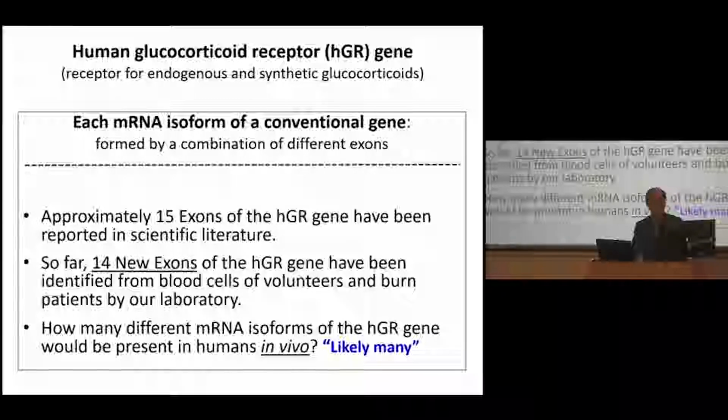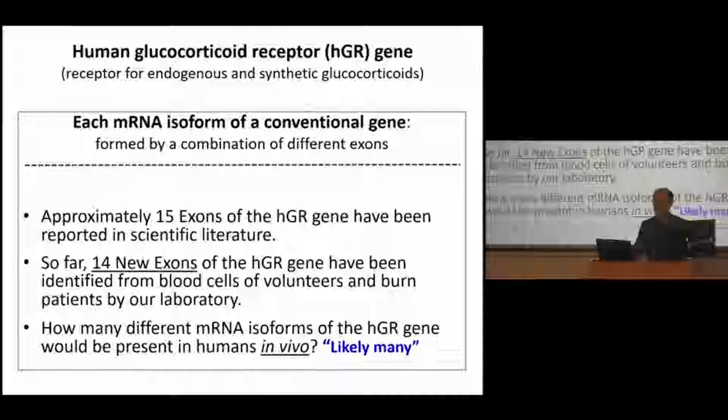However, in the last few years, we found there are 14 new exons in the glucocorticoid receptor gene. So from a single conventional gene, we are now looking at 29 exons. And again, each messenger RNA isoform is formed by a combination of different exons. So we really don't know how many different messenger RNAs will be formed from this combination of 29 exons.